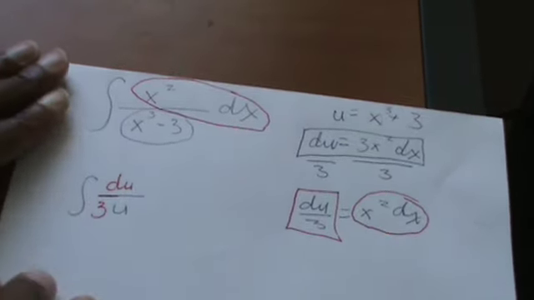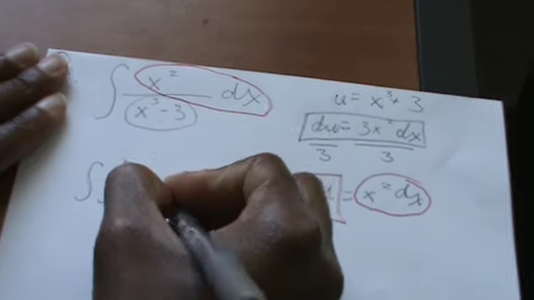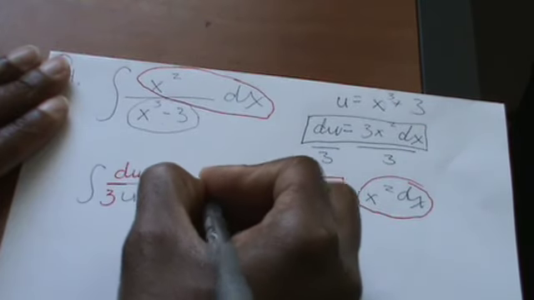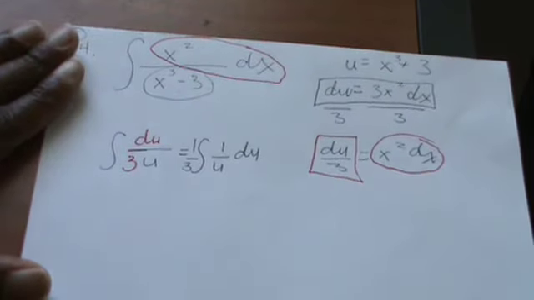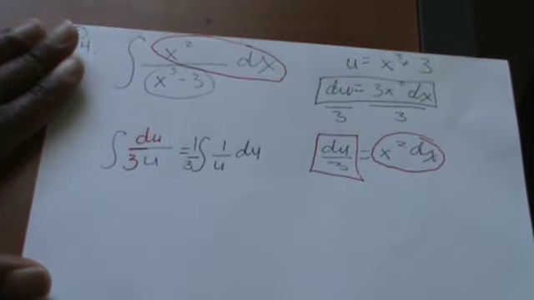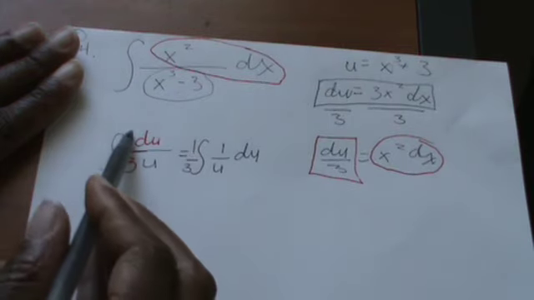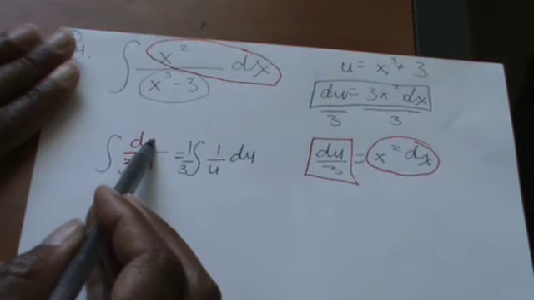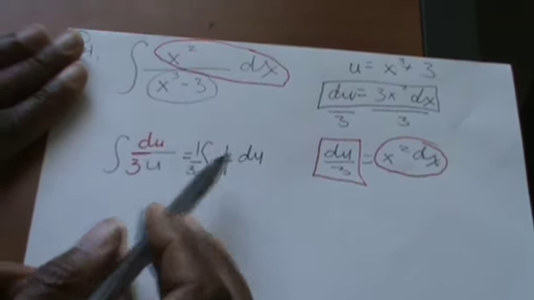Okay? So let's rewrite this as the antiderivative of 1/3 times 1 over u du. Okay, look, the 3 is in the denominator. There's an invisible 1 in the numerator. That's how I knew I could pull out 1/3. There's still a 1 in the numerator. 1 times 1 is still 1. And notice there's my du.